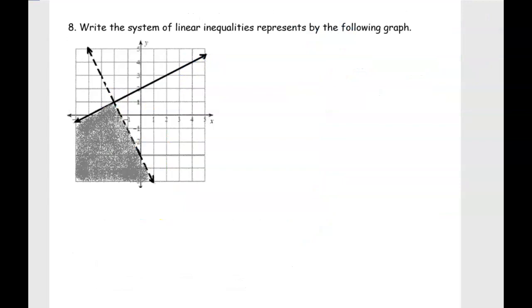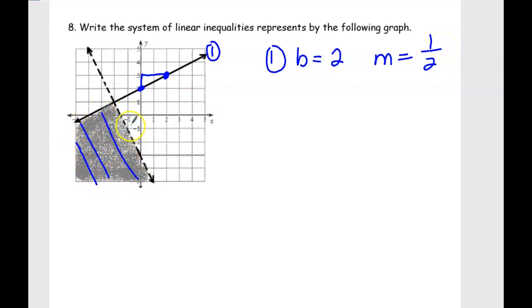Now we're going backwards. Now it says to write a system of linear inequalities represented by the graph. So when we look at that, first I'm going to start with line number 1. My y-intercept is going to be at 2, and my slope is going to be rise 1, run 2. So I've got a positive 1/2. Since this is the double shaded area, for line 1, we're actually shading below the line in order to get that double shaded area.